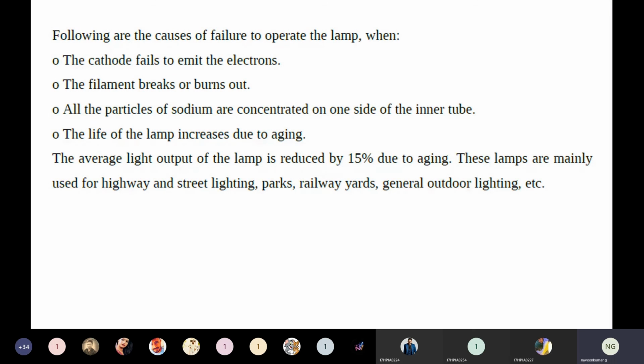Likewise the incandescent lamp, the tungsten filament lamp, all these particular lamps have resulted in different types of failures over the years.